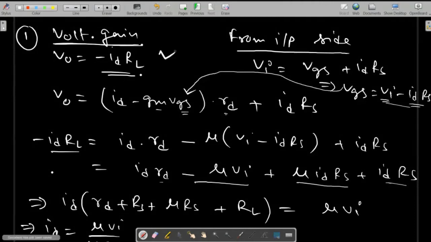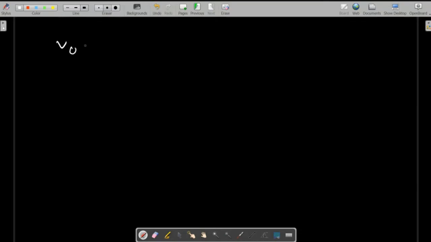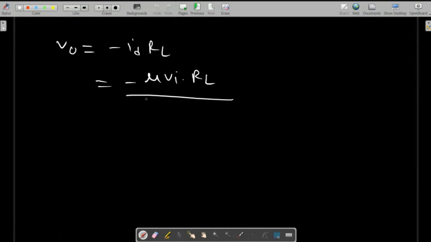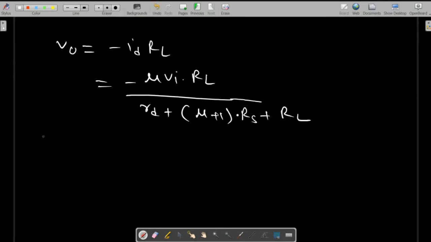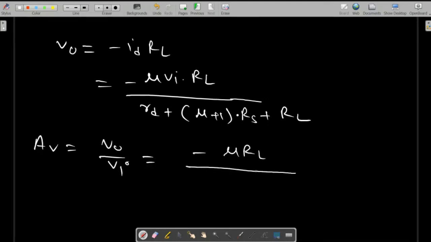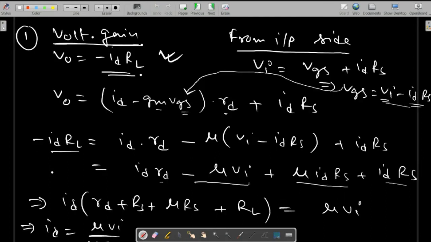And finally, calculate V naught using this. So V naught, that is equal to minus ID into RL. I am putting this ID value, that is minus mu VI divided by, bottom one is RD plus mu plus one into RS plus RL. So gain AV, that is V naught by VI, that is equal to minus mu RL by RD plus RL plus RS into mu plus 1. So this is the answer I am getting, the expression for voltage gain. Take a look. So verify the derivation, especially here, whether I am doing any mistake or not.